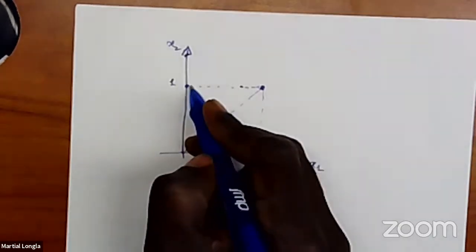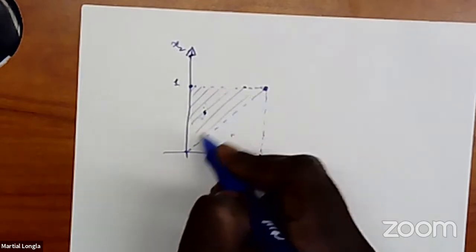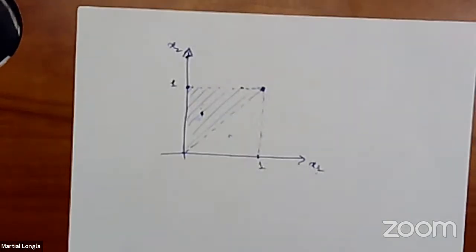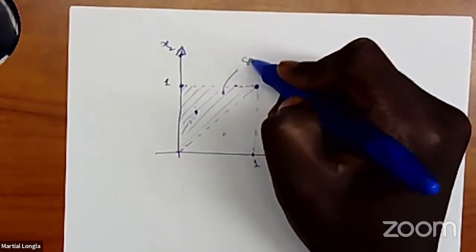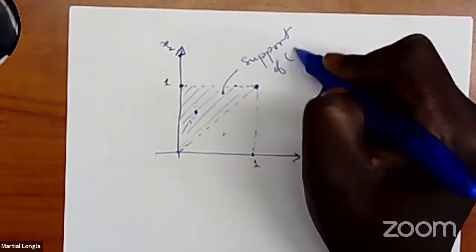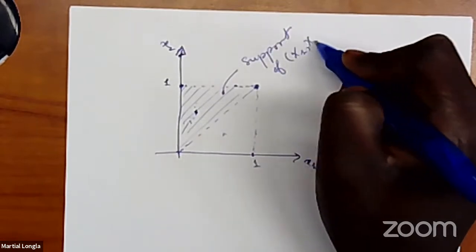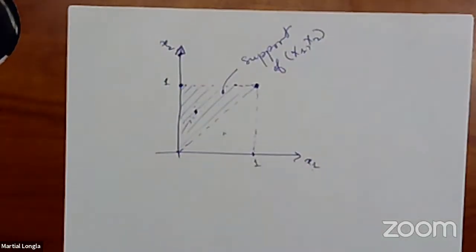So this is the space of interest. Everybody agrees with that? And this is the support. So we call this the support of the random vector x1, x2, which is the region where the density of that vector is not equal to 0. Everywhere else, it's equal to 0.